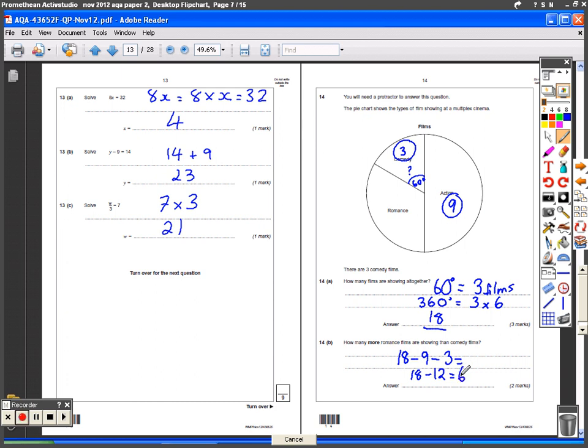Okay, but be careful with the wording of the question. How many more romance films are shown than comedy? So 6 take away 3 gives you a final answer of 3.